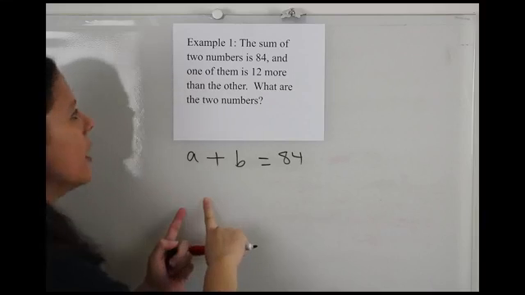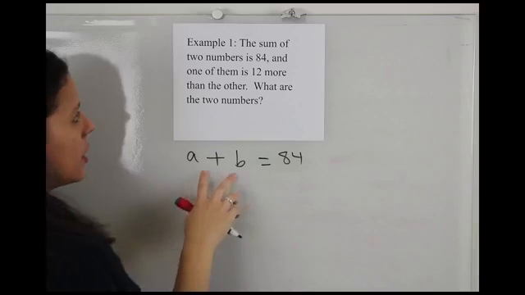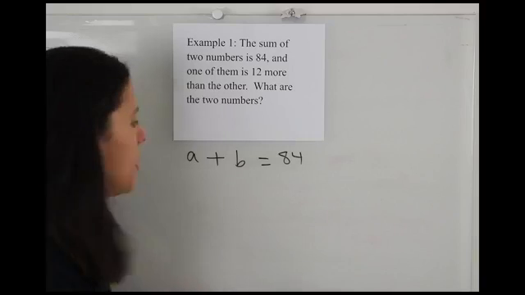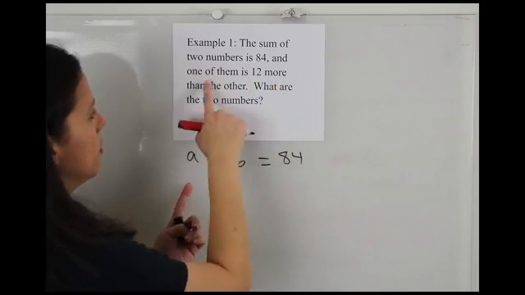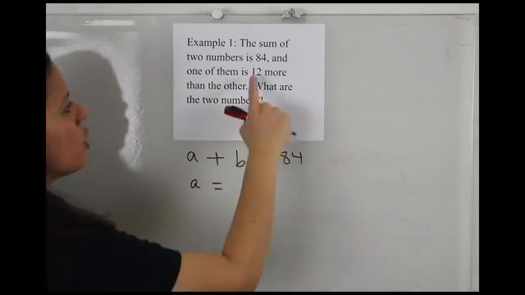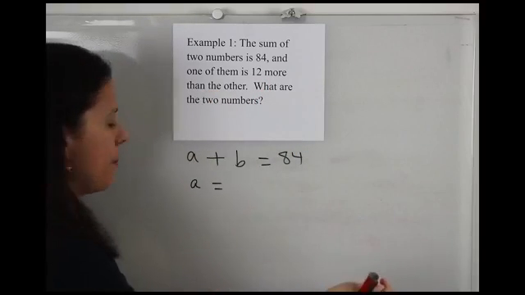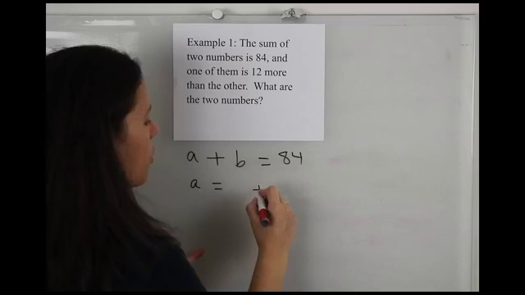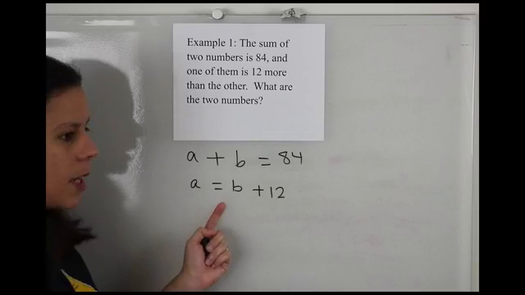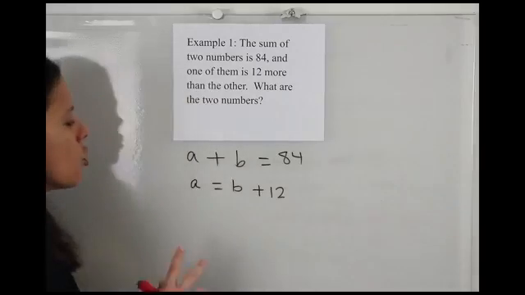Okay, and "and" means another equation, right? One of them is 12 more than the other. Now, they're not telling us on the first part which one is greater than the other. I don't know, so I'm just going to choose either of the two. So I'm going to say one of them, meaning A, it doesn't matter, is equal to 12 more than the other. So this is what I meant where you're going to write the plus sign after: 12 more than B. Okay? Does that make sense? Yeah, cool.